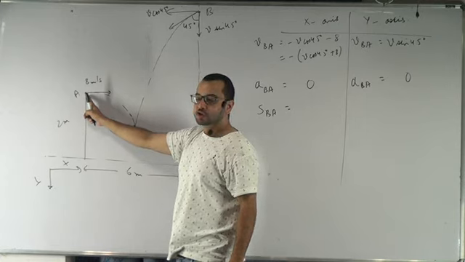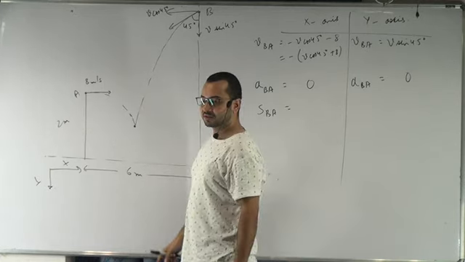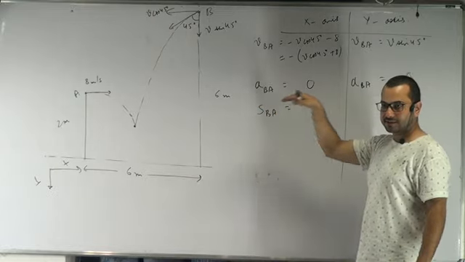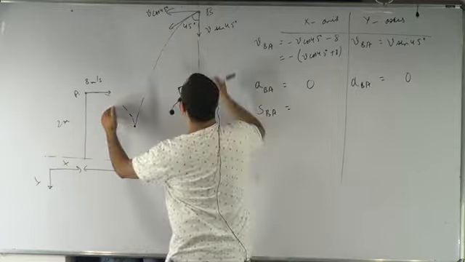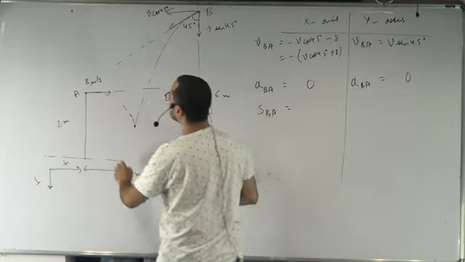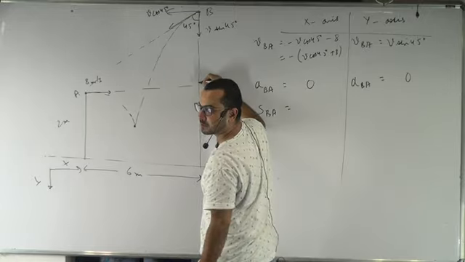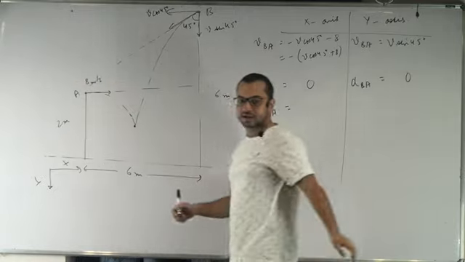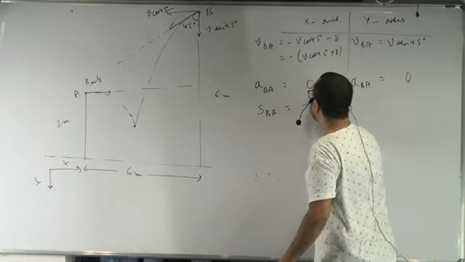Is that correct? So what is that horizontal component? Minus 6. My X axis is this way. Minus 6. This is the direction of its displacement. So this is the horizontal displacement. This is the vertical displacement. What is the direction of the horizontal displacement? That is minus 6 meter.